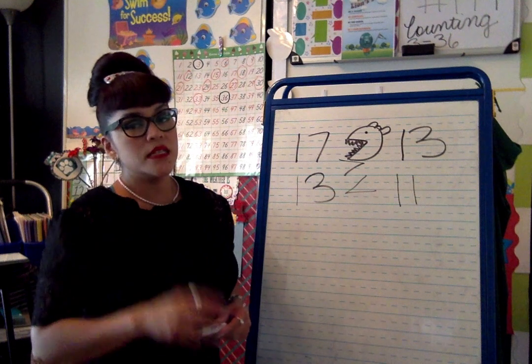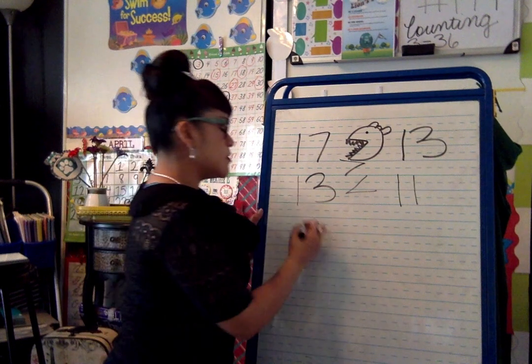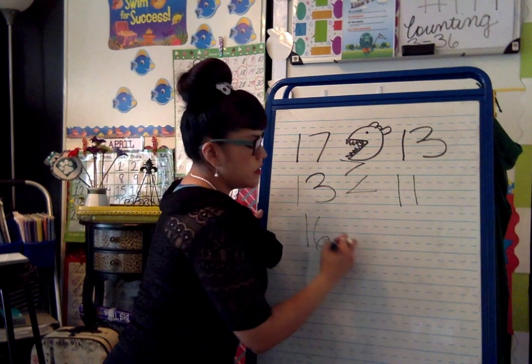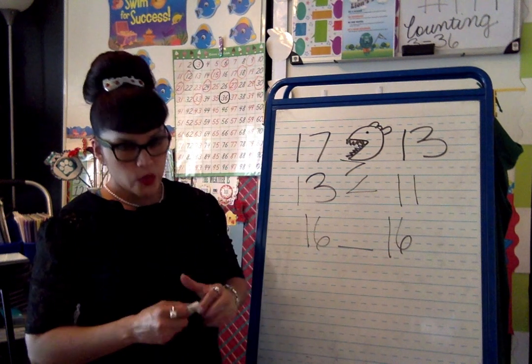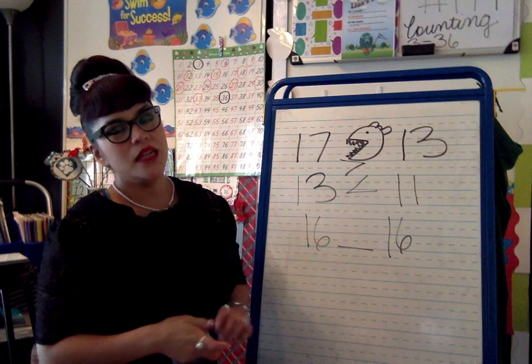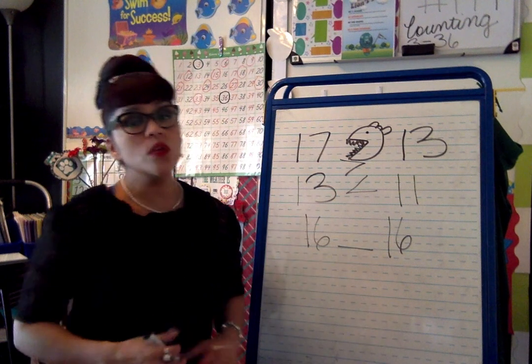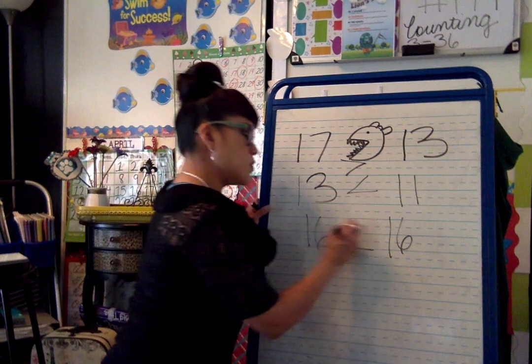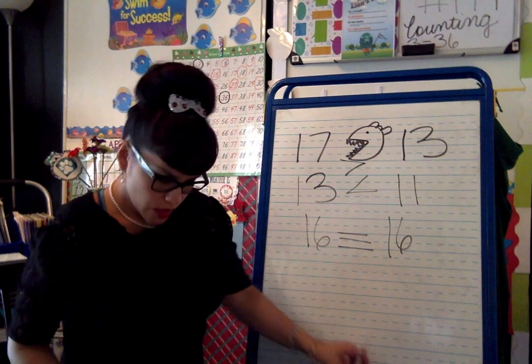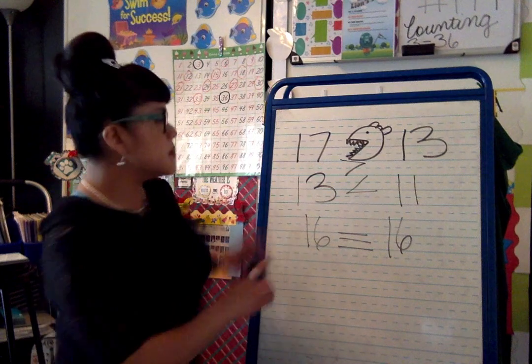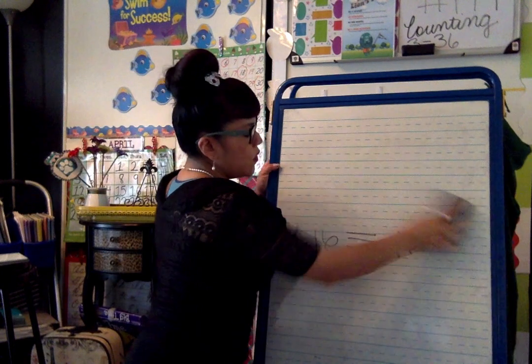Okay, and then the last example that I have for you, if I have number 16 and number 16, what is that? What goes in the middle? Okay, we can't use greater than or less than. We have to use equal to, right? All right, great job. Okay, let me go ahead and erase this.